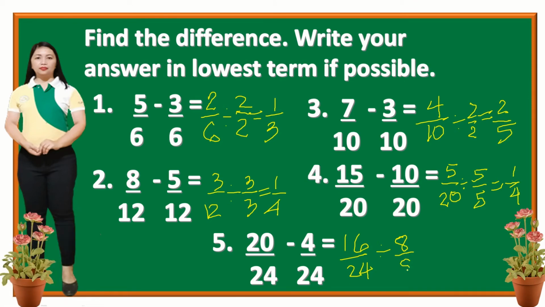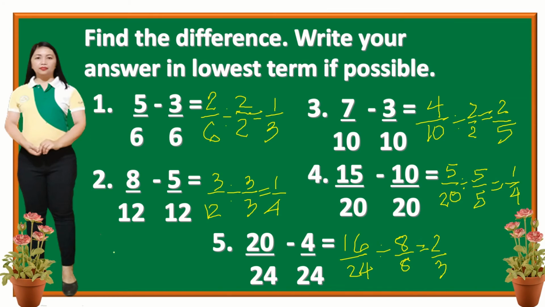So 8 over 8. What is 16 divided by 8? That would be 2. And what is 24 divided by 8? That would be 3. So your answer now is 2/3.